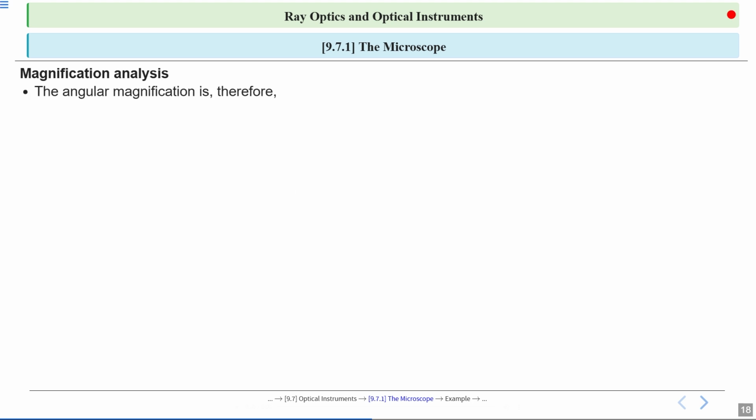Now let's discuss angular magnification. This is a crucial concept because it helps us understand how much larger an object appears when viewed through a microscope compared to the naked eye. Angular magnification is the ratio of the angle subtended by the image to the angle subtended by the object.